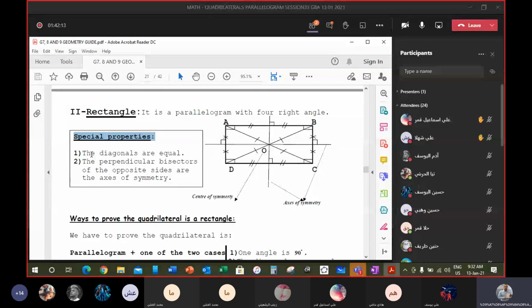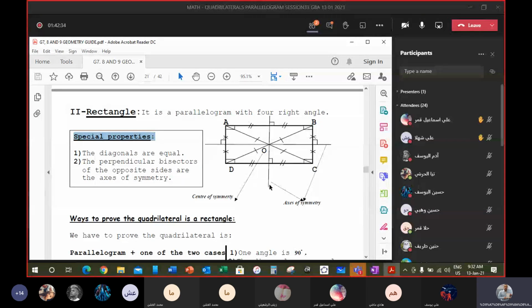The perpendicular bisector of the side AB and side DC is an axis of symmetry. Also, the perpendicular bisector of the side AD and the side BC is an axis of symmetry. Also, we have the point of intersection of the diagonals, which is a center of symmetry.